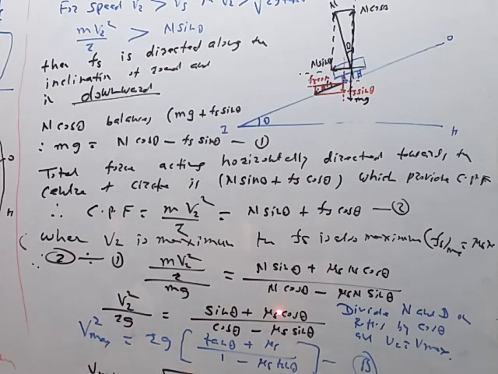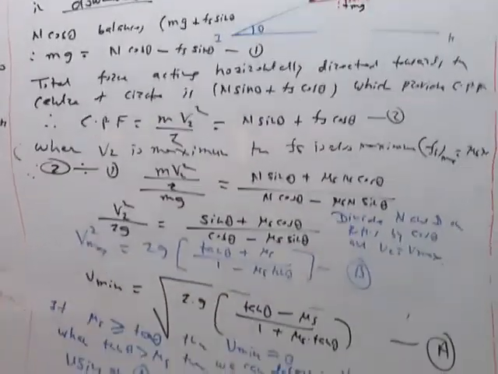So V2 square upon Rg is equal to sin theta plus mu s cos theta upon cos theta minus mu s sin theta. So on the right hand side, divide numerator and denominator by cos theta. So we get this simplification. So put V2 equal to V max. So V max square is equal to this much. So you can take the root like this. So equation A we derived in the last case is V minimum, and this is V maximum.